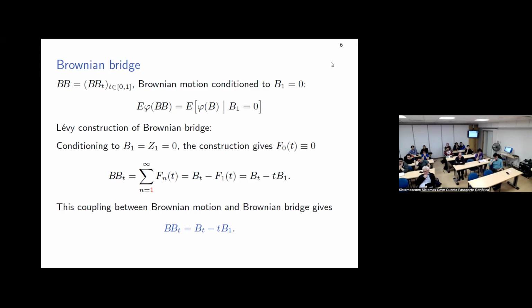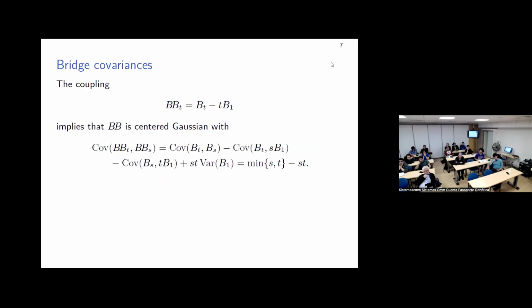So this is a coupling. B_T and BB_T are constructed in the same space, that is the space of these independent Gaussian random variables. And since you have that, you can easily compute the covariances, and you get the covariance of BB_T and BB_S, which is the minimum of S and T minus S times T. This is just an exercise, so we will not do it here.